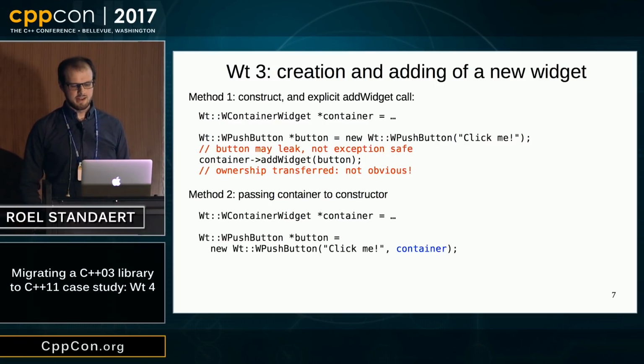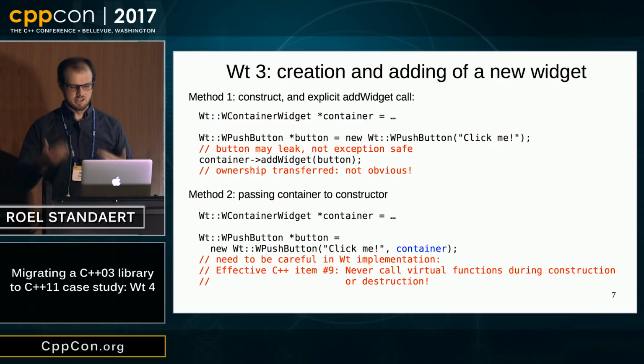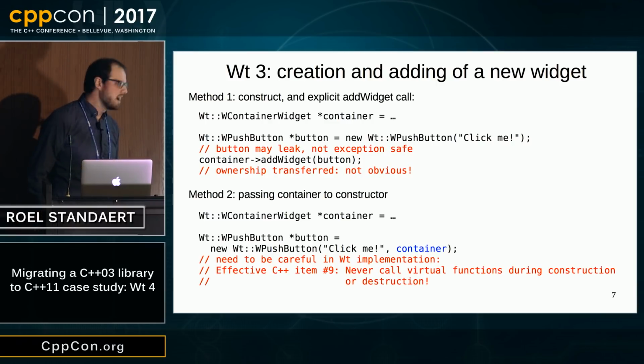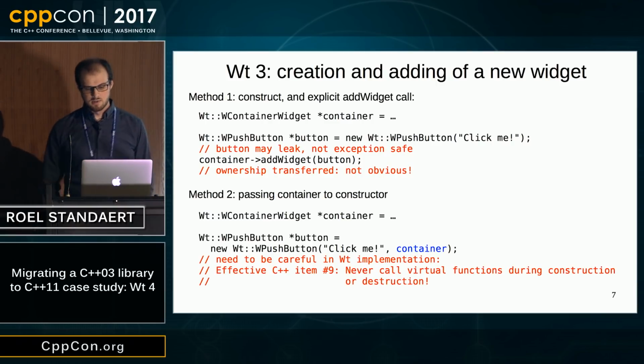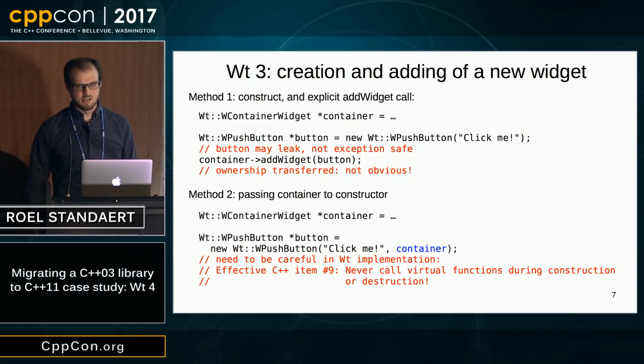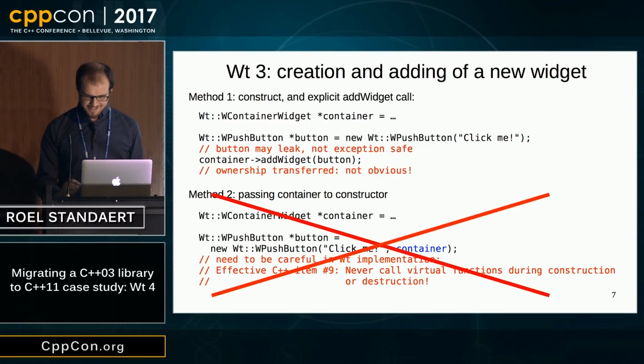But the problem with that is we'd have to be really careful in the implementation of this addWidget code, because we couldn't assume that it was a fully instantiated widget yet. So we actually definitely had a few bugs related to that. It's also mentioned in Effective C++ that you shouldn't call virtual functions during construction or destruction, and there were places where we were doing that and we had to eliminate that. So it was already very clear what we had to do with method number 2. We had to just scratch it.